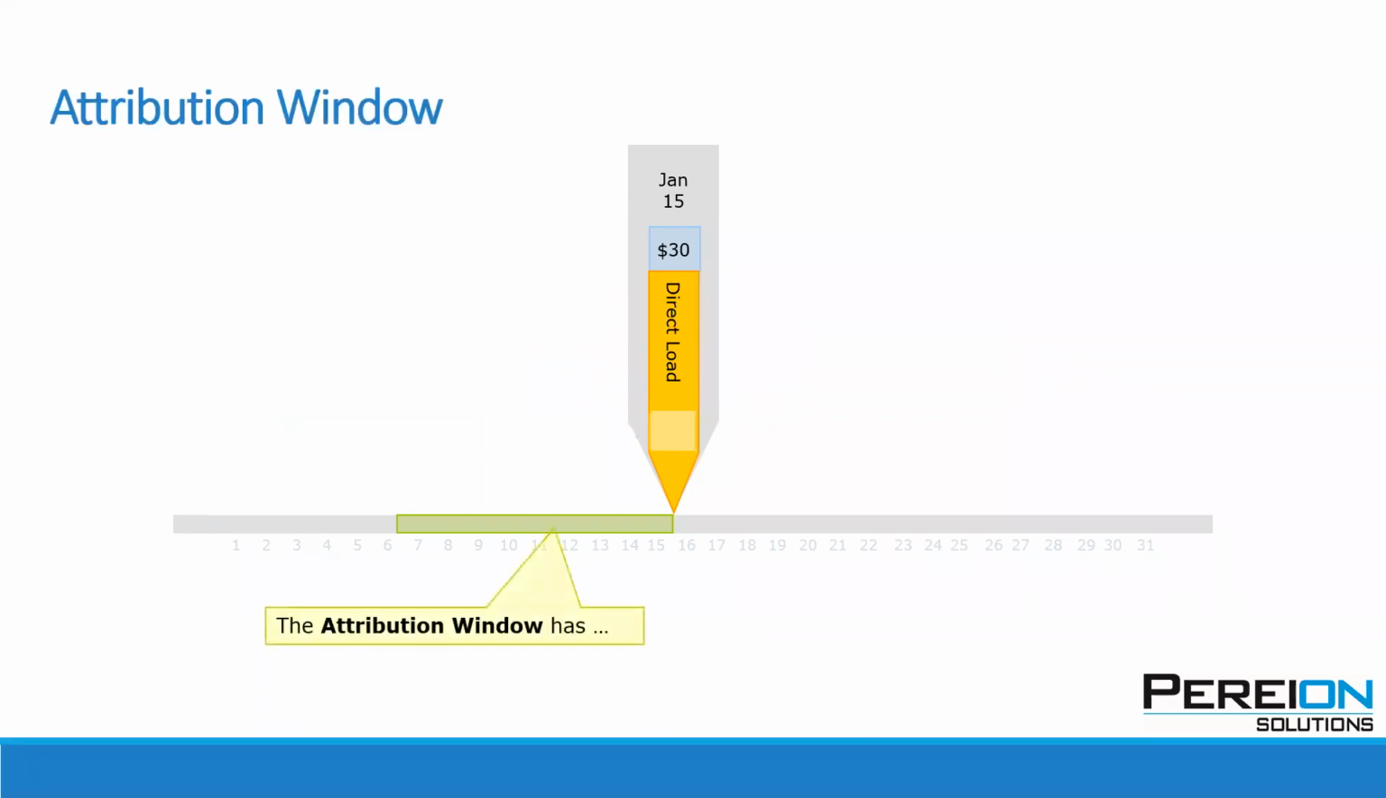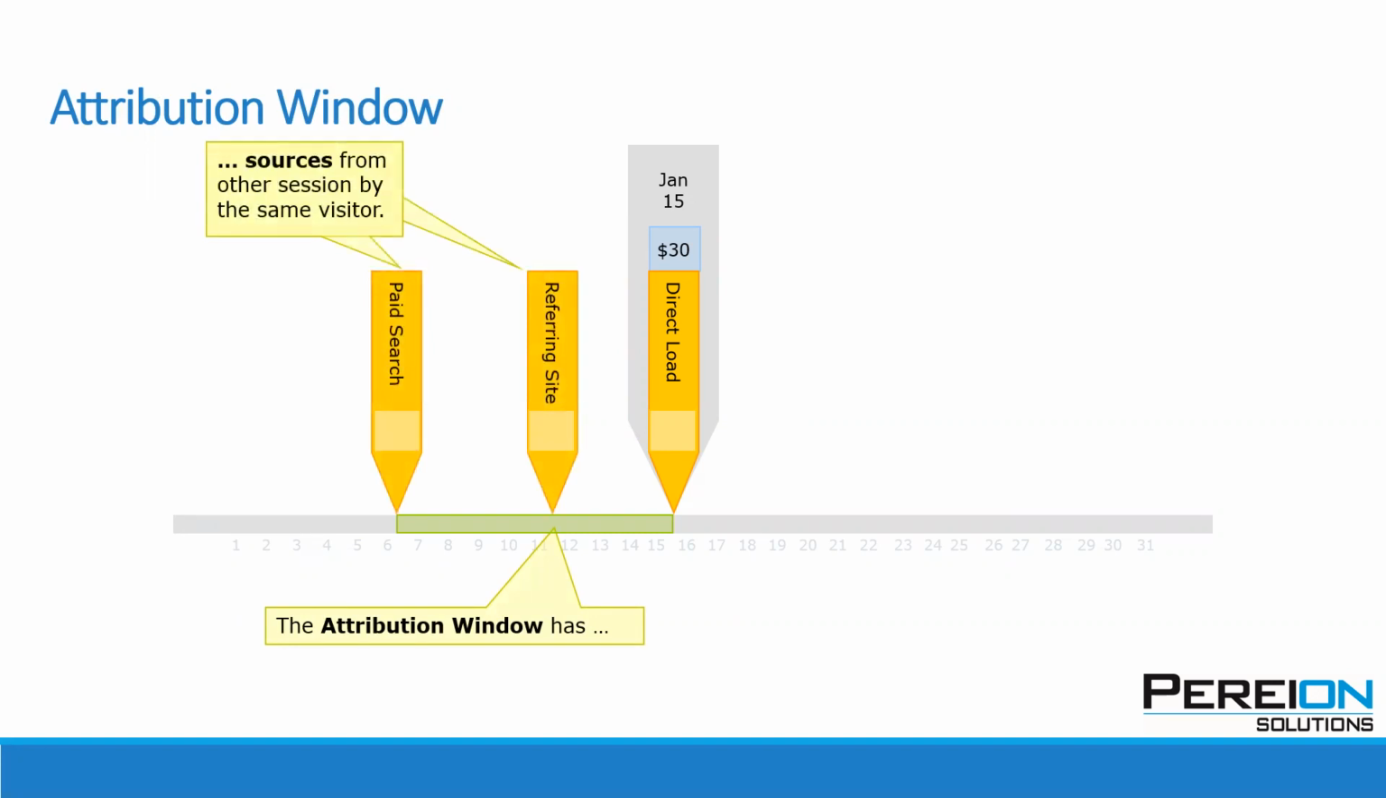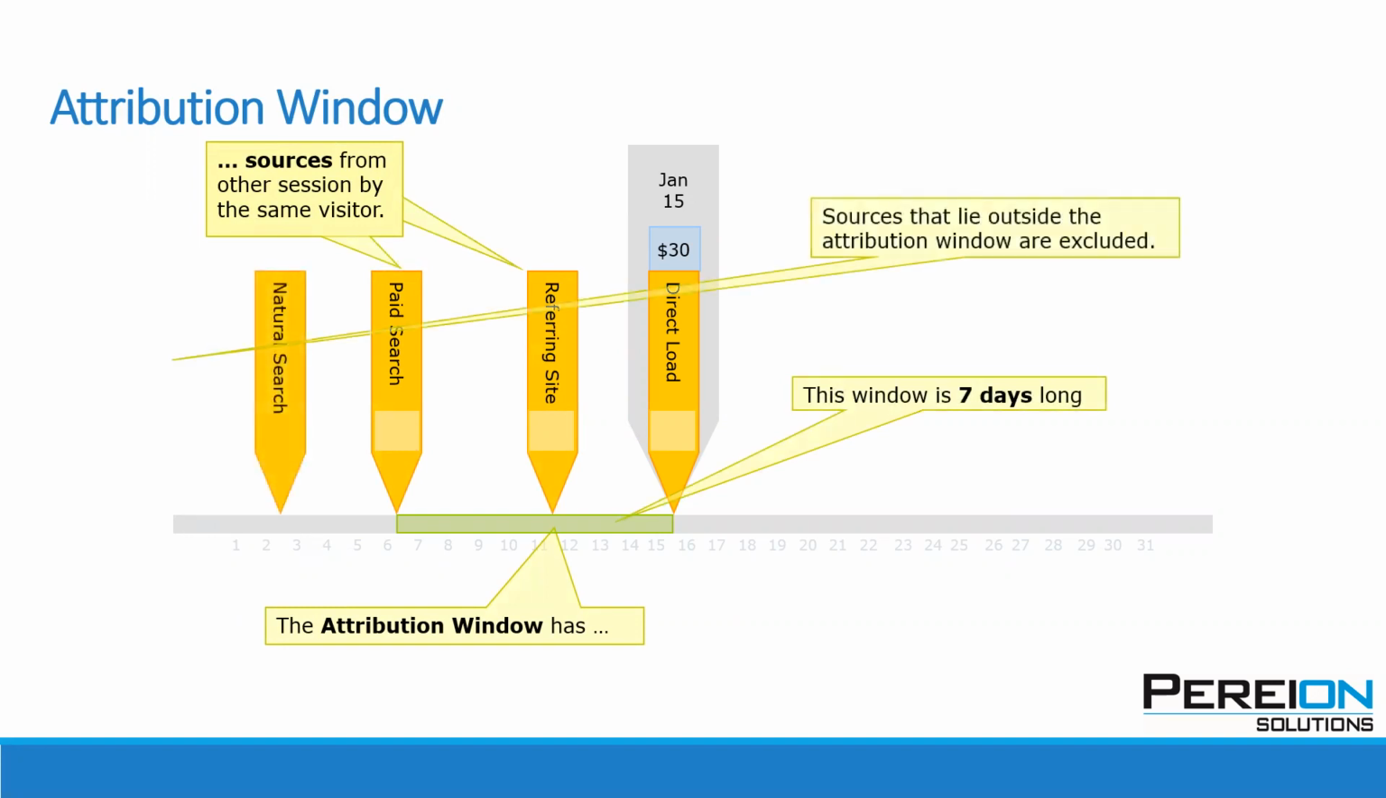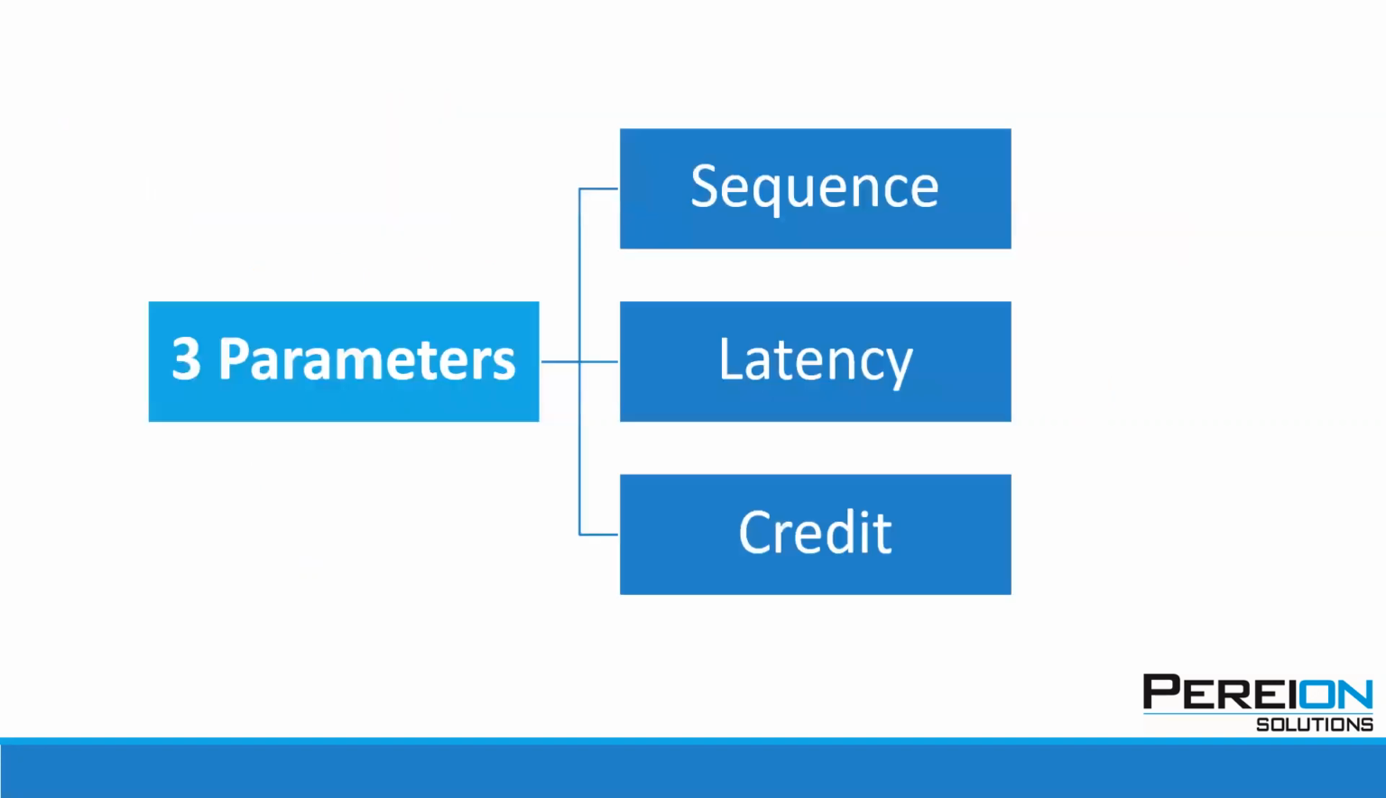The attribution window has sources from other sessions by the same visitor, and this window is 7 days long. Sources that lie outside of the attribution window are excluded. So let's talk more about these three parameters in detail. Parameters for evaluating marketing effectiveness typically relate to these three parameters: sequence, latency, and credit.